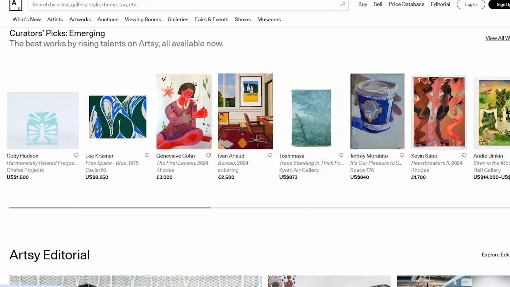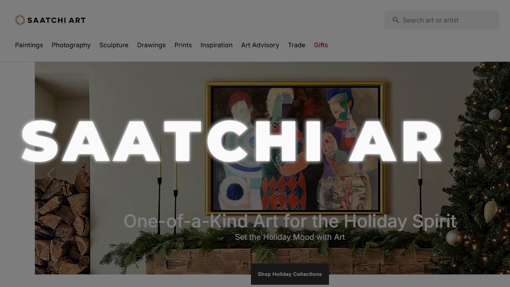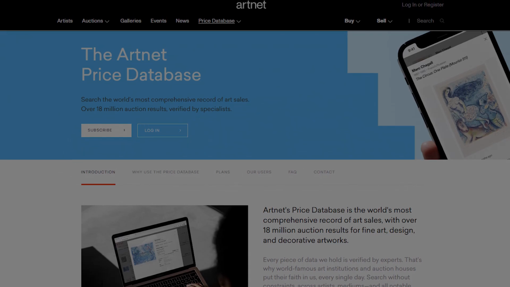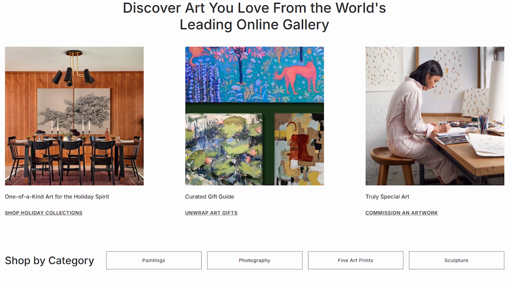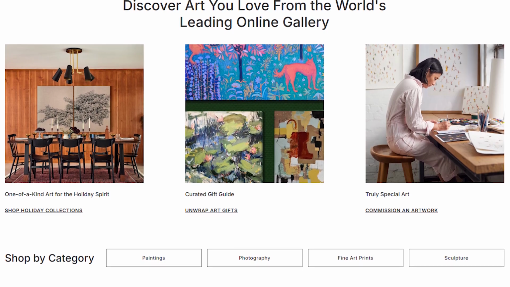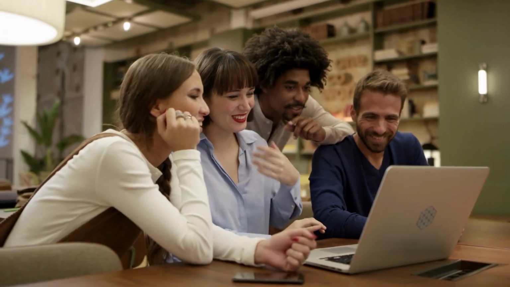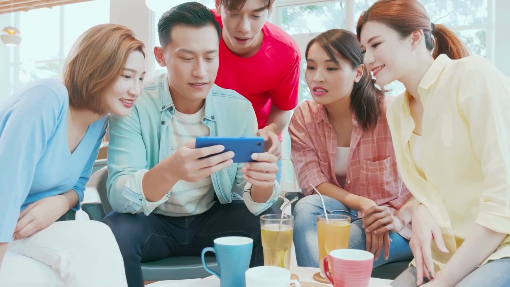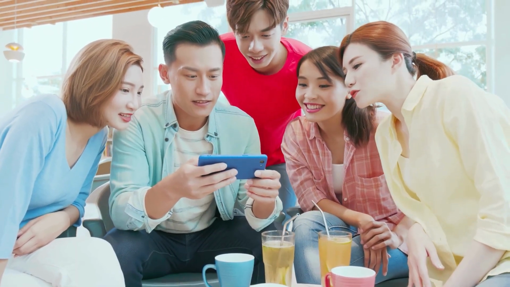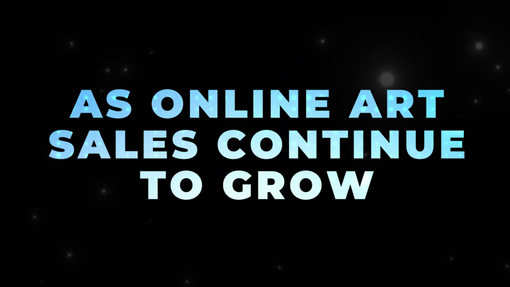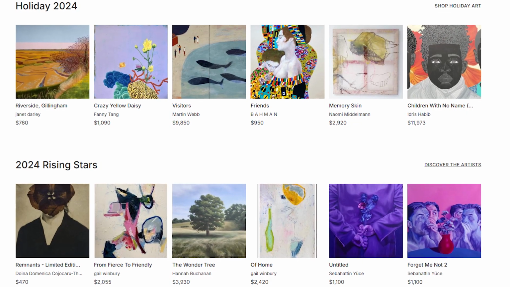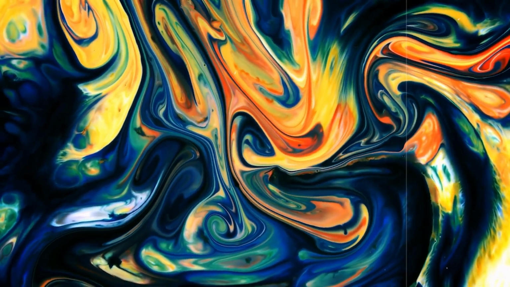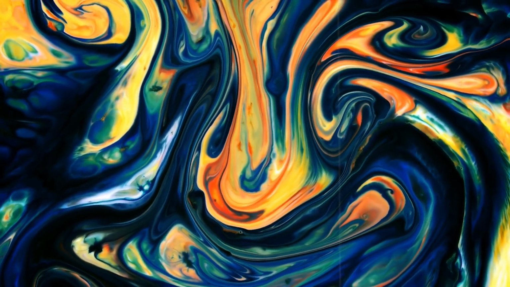And don't forget the role of online platforms like Artsy, Saatchi Art, and ArtNet. These platforms have brought the art world into the digital age, making it easier for collectors to browse and purchase art from anywhere in the world. Online platforms have also allowed lesser-known artists to gain global recognition and access a much wider audience than traditional galleries could offer. As online art sales continue to grow, platforms like these will increasingly influence the art market, democratizing access to art and shifting the dynamics in the process.